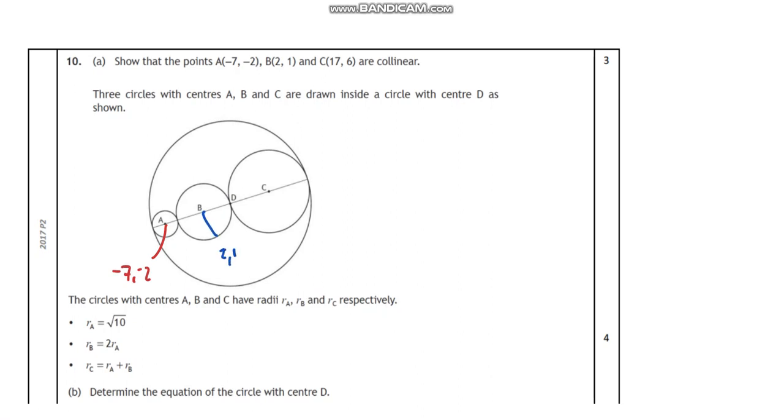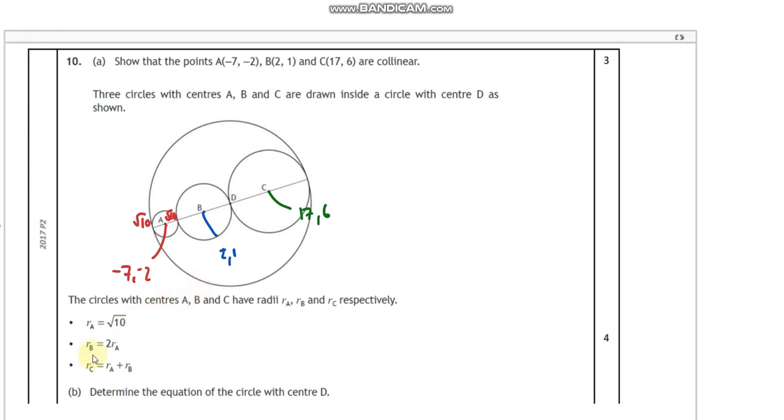So yeah, you can do the gradient AB and gradient BC and make sure they're the same and say that B is the midpoint. That's very easy. But it's definitely this last one, the circle question, which is trickier, and that's 17.6. Excellent. Now the circles have got the radii. RA is √10. So I've got √10 as a radius, which means that distance over there is √10. B is twice the size of RA.